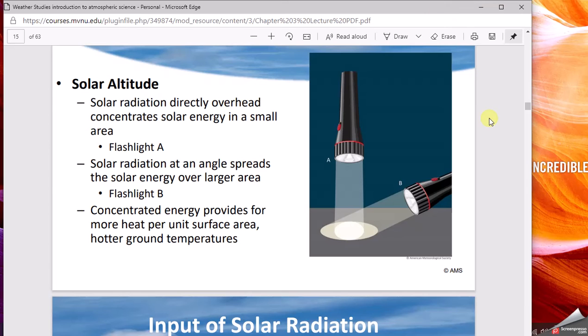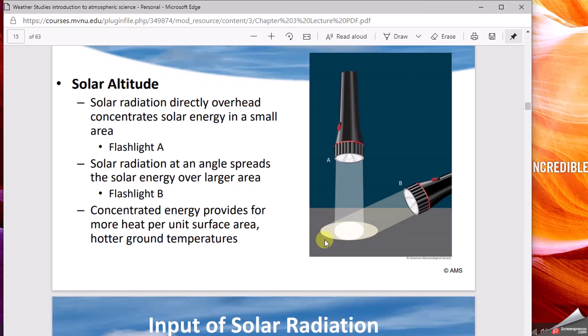So when you're looking at the sun, think about it. If you're at the equator, it's perpendicular to you on the equinox days in March and September. If you put a flashlight and point it directly down at the ground, what do you get? A very small circle. But if you move it at an angle, you get a much broader circle. But only the same amount of light has come out of there. So the same amount of energy is coming out. It's just getting spread over a larger area.